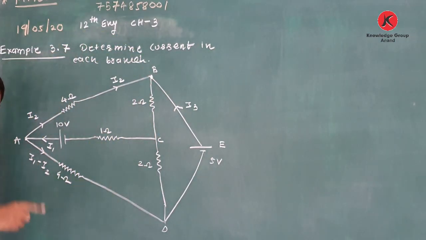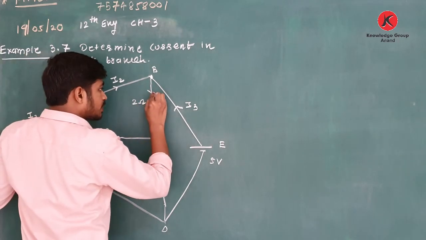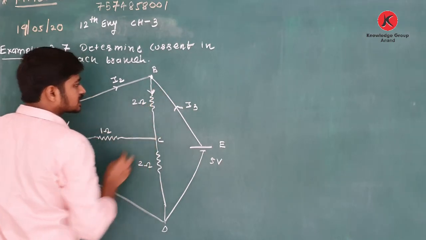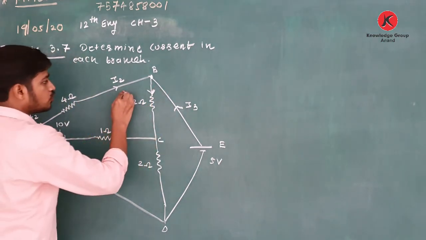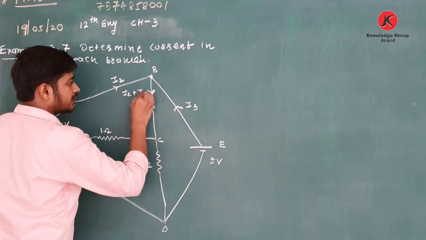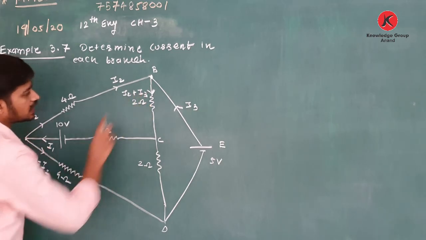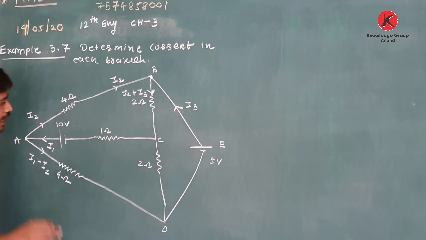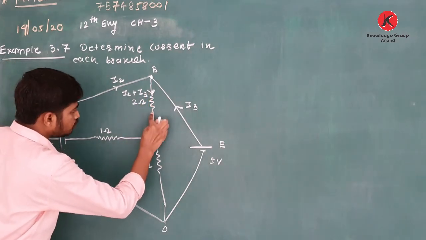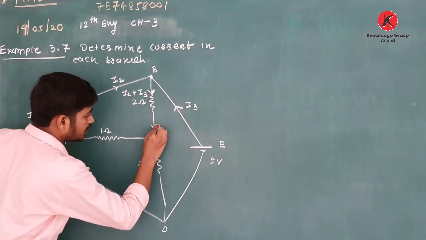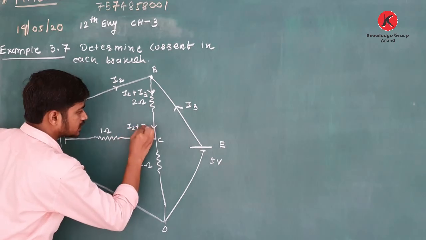Obviously, current entering is equal to current leaving, according to the law of conservation of charge. So in this branch, the current leaving is I2 plus I3. Clear about this? It is I2 plus I3. So yes, it is simple. Now here it is I2 plus I3.